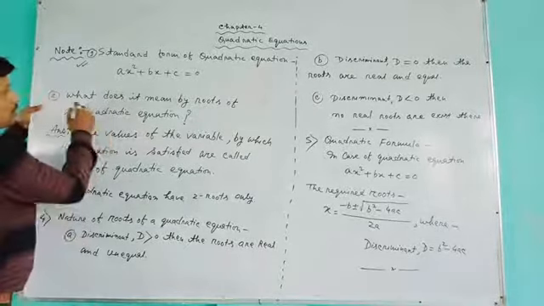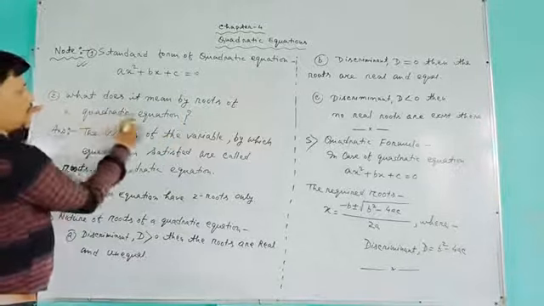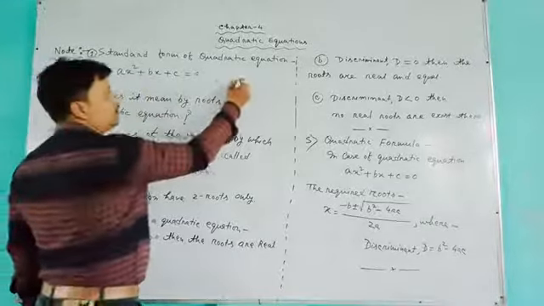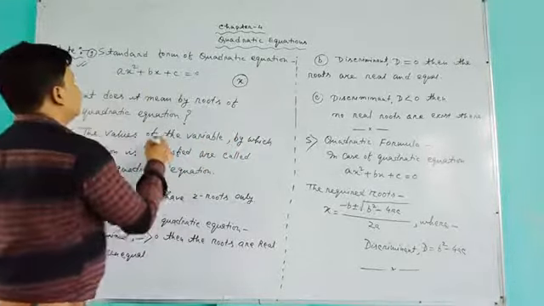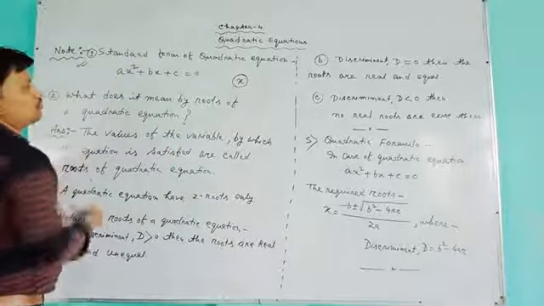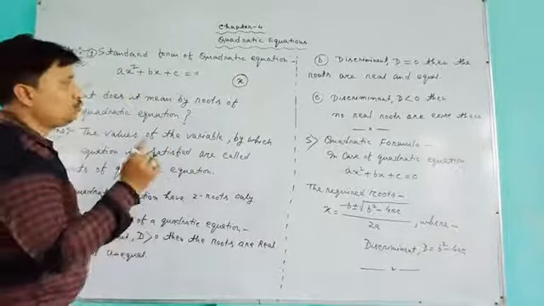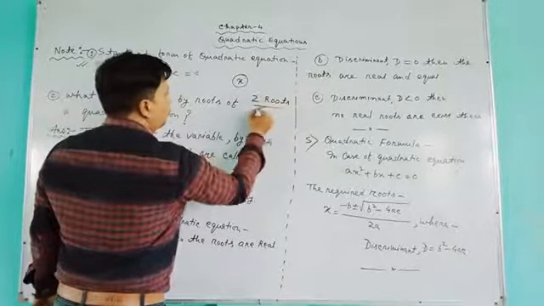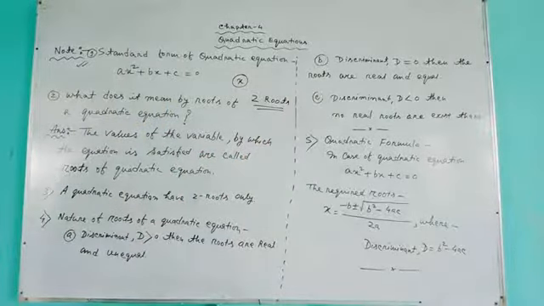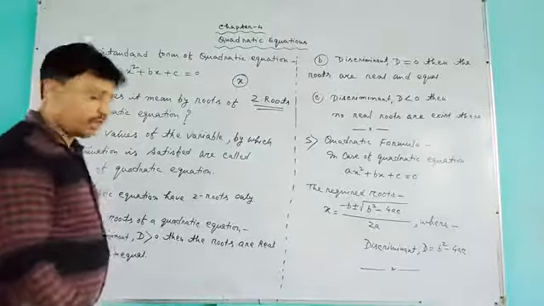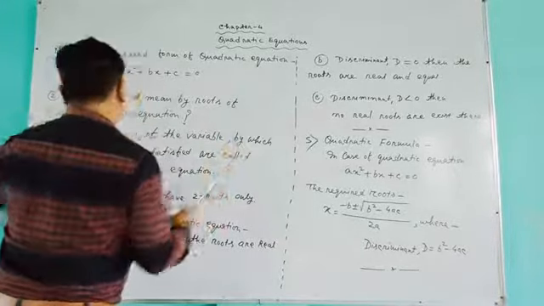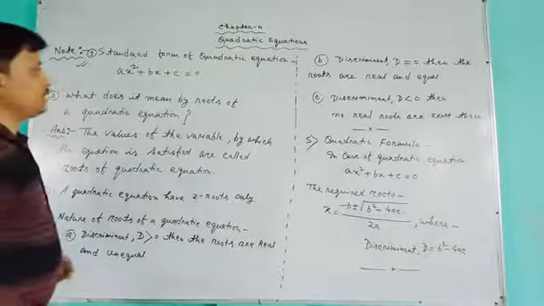Next, what does it mean by roots of a quadratic equation? This quadratic equation has the variable x, and the highest power of the variable is 2. So this quadratic equation has 2 roots. That means there are 2 values of the variable by which this quadratic equation will be satisfied.